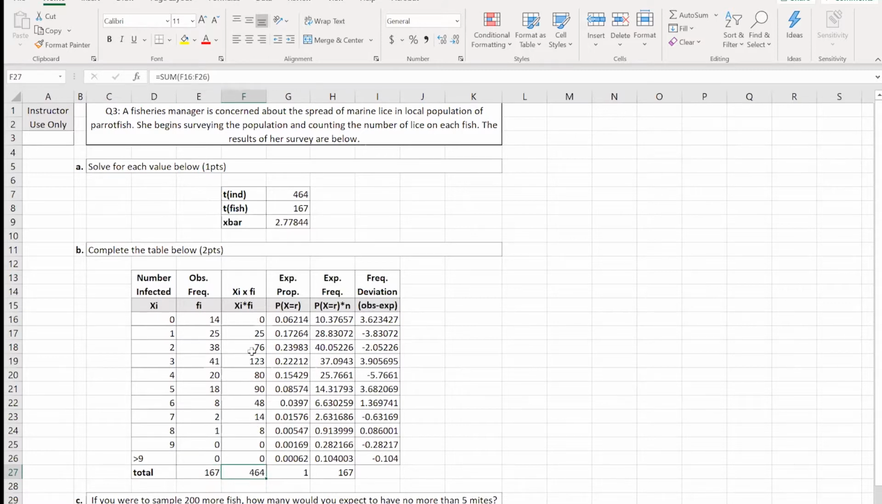This XIFI sum then represents the total number of lice, the total number of individuals. And our X bar is again just the total number of individual lice divided by fish, and that gives us our average number of lice per fish.